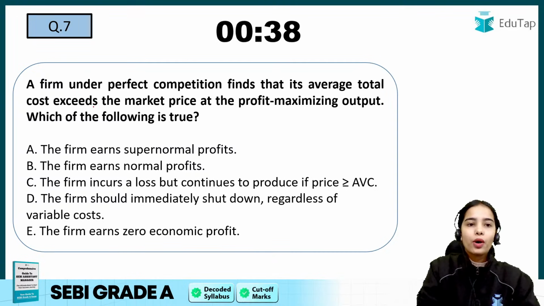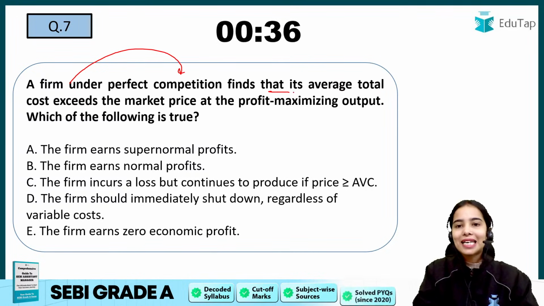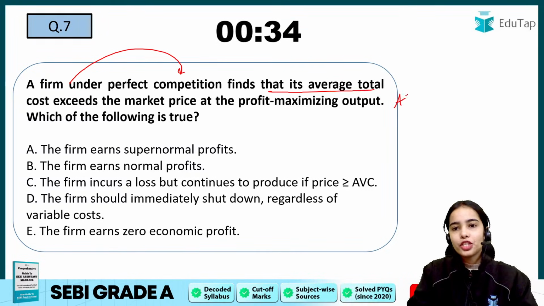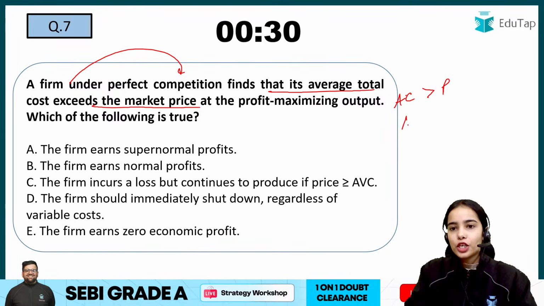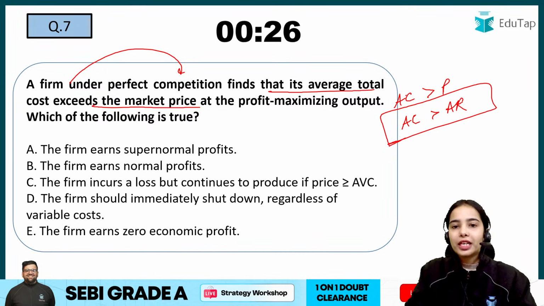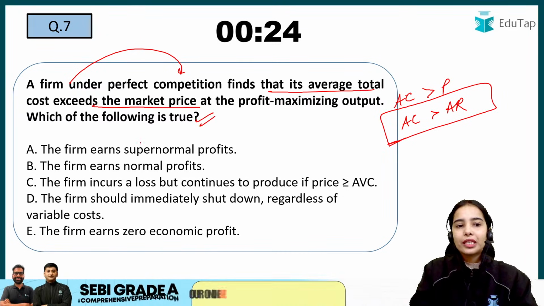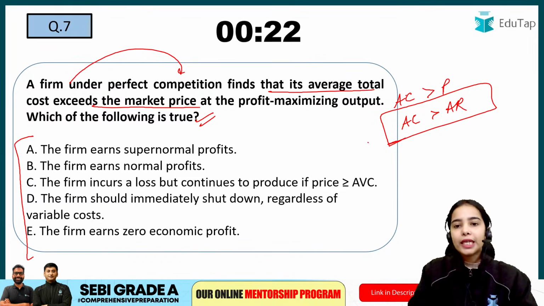Now, a firm under perfect competition finds that its average total cost exceeds the market price. So average cost is greater than average revenue. Average cost is more than average revenue. So which of the following is true? That you have to tell me.